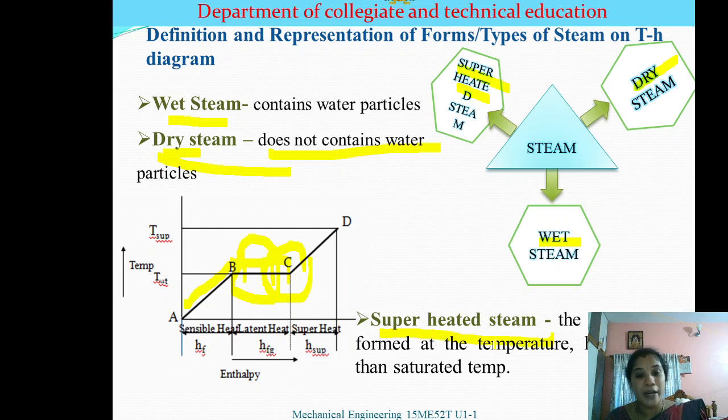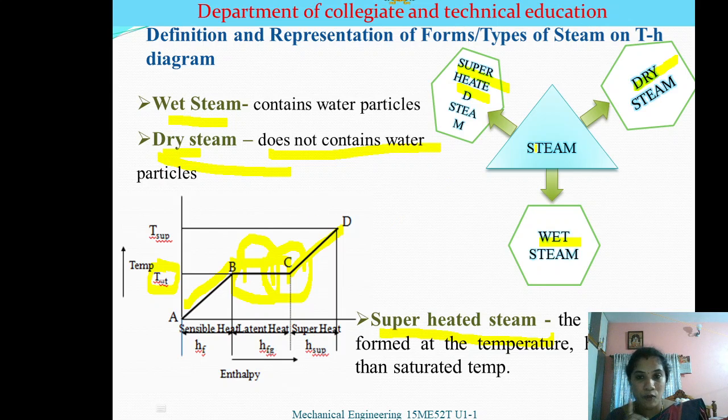So now let us go for the third state or third form of the steam, which is superheated steam. So the steam that is present in the region C to D is called superheated steam. The steam which is formed at a temperature higher than the saturation temperature. I'll repeat once again. The steam which is formed at a temperature higher than the saturation temperature can be defined as what? Superheated steam.